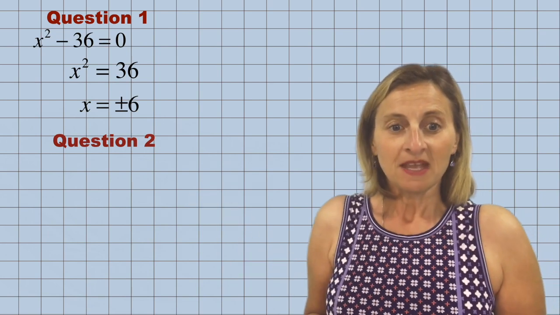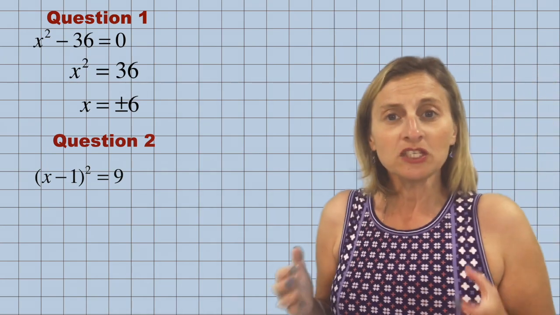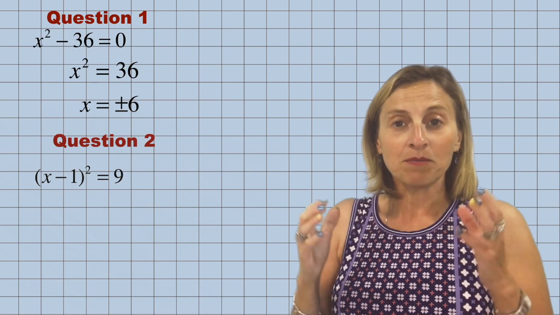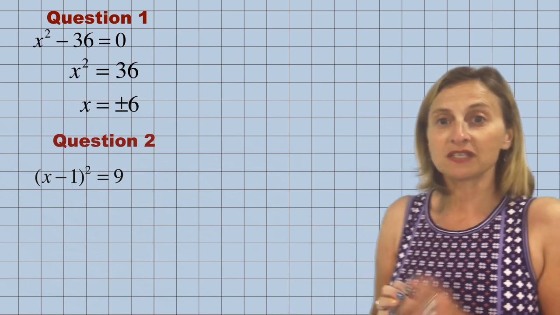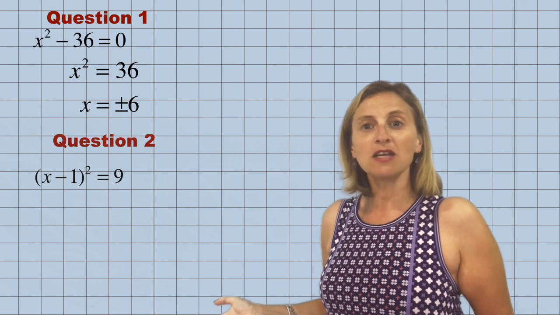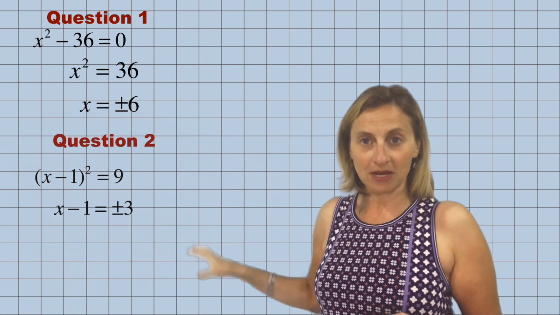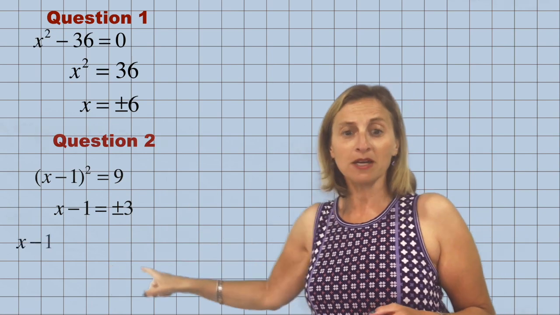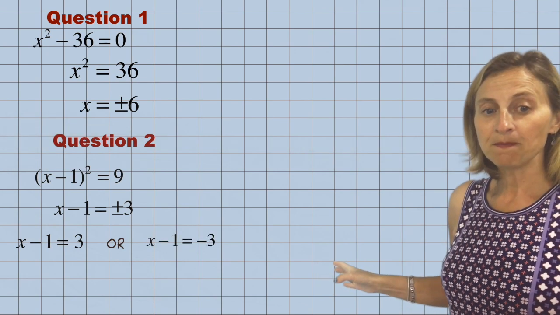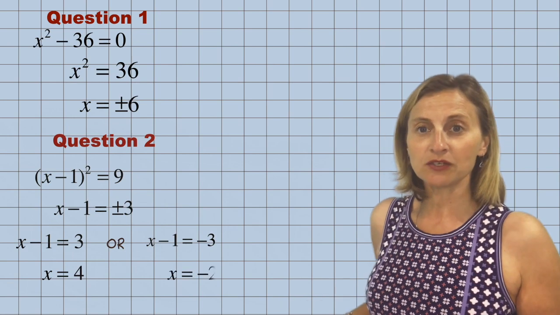Question number 2. X minus 1 all squared equals 9. Great. This question is very similar to question number 1, except that I don't have any brackets in question number 1. I can do it the same way. I can square root both sides, and what am I left with? X minus 1 equals plus or minus 3. I'm going to separate it. I'm going to have x minus 1 equals 3, or x minus 1 can equal minus 3. And then I solve each one separately. X equals 4 and x equals minus 2.